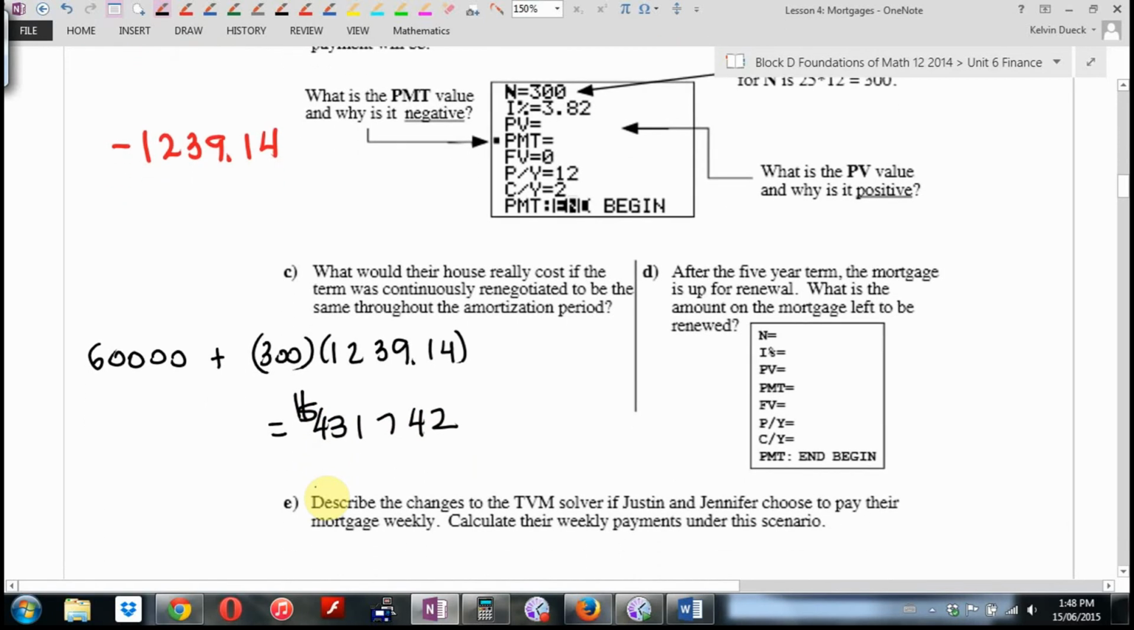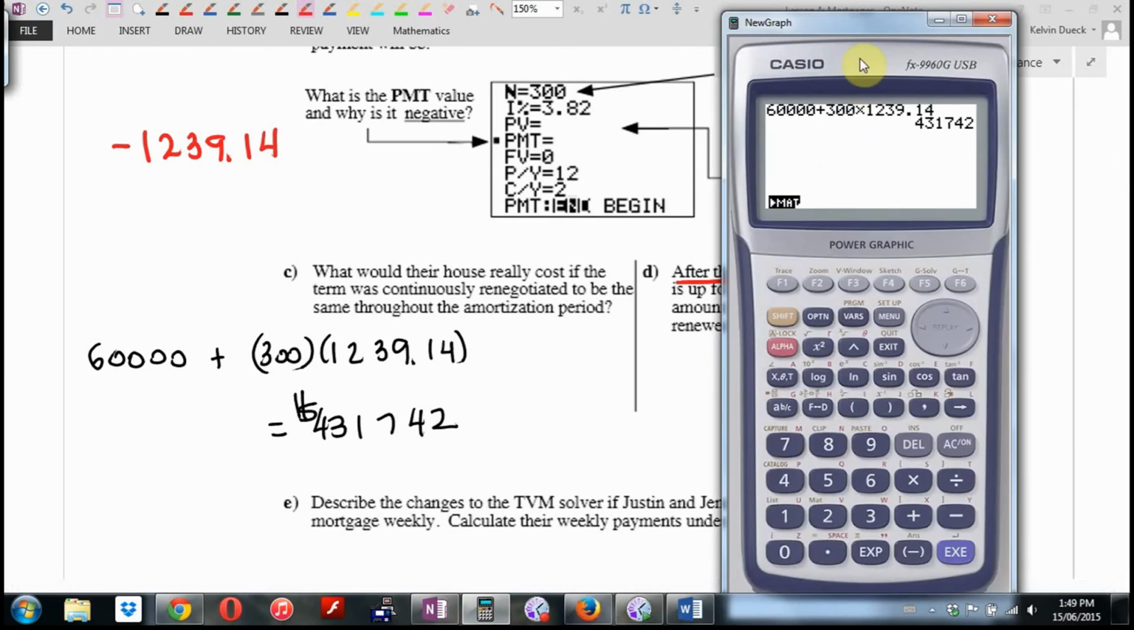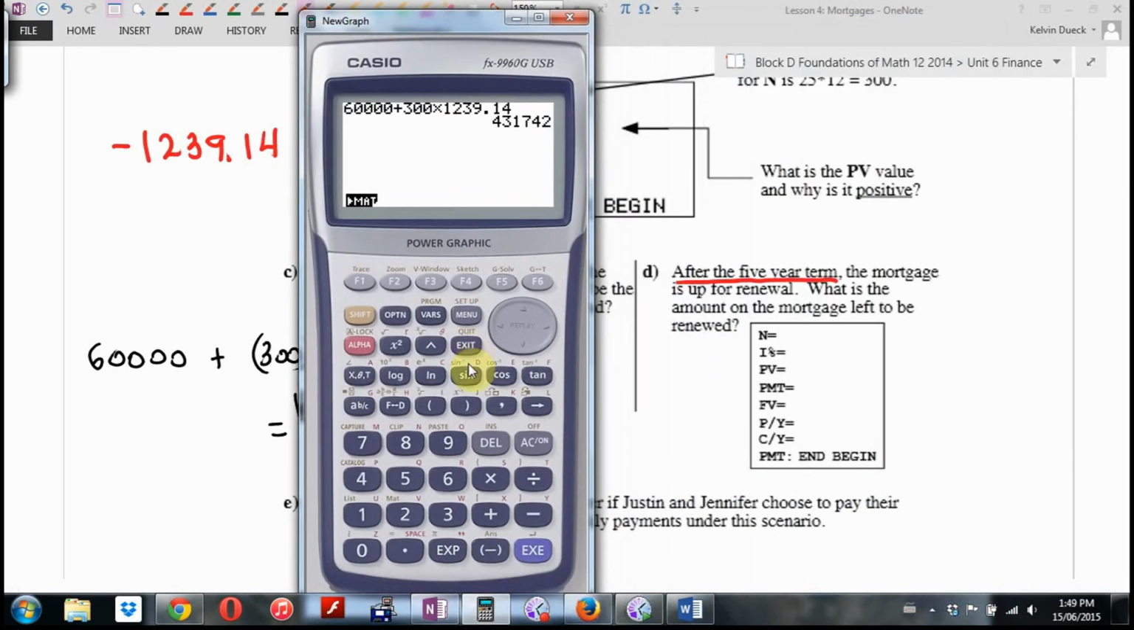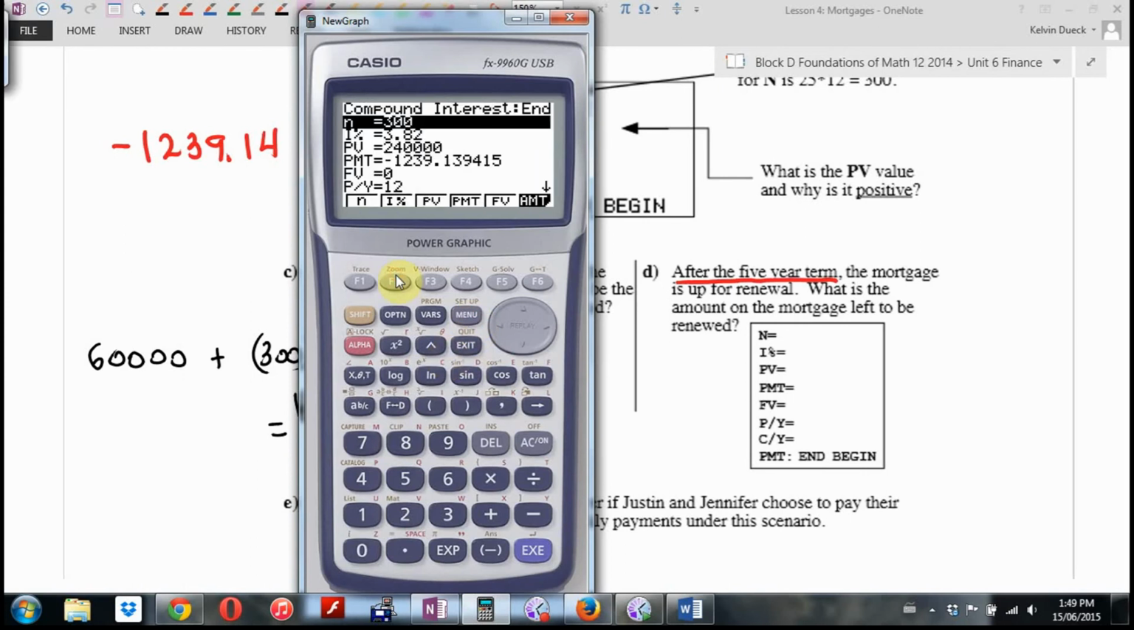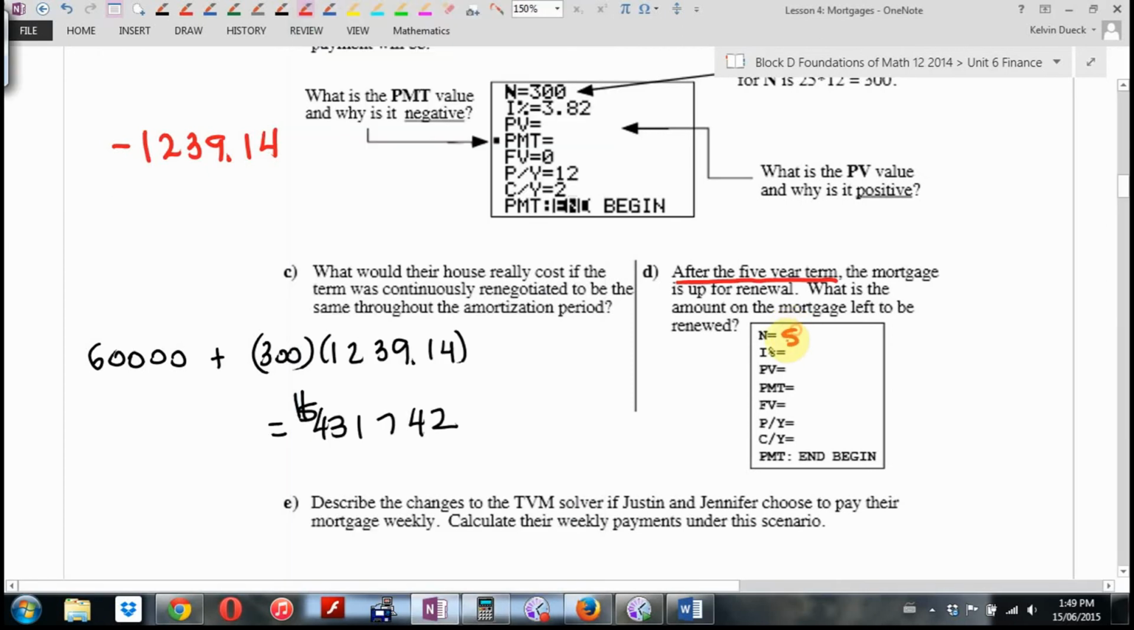Okay. After the 5-year term, the mortgage is up for renewal. What's the amount left? Okay, let's go back to our TVM. How many years? So now N is 5 times 12. We've got our payments in here now, though. So it's going to be 5 times 12, or 60. Interest rate is still going to be 3.82.